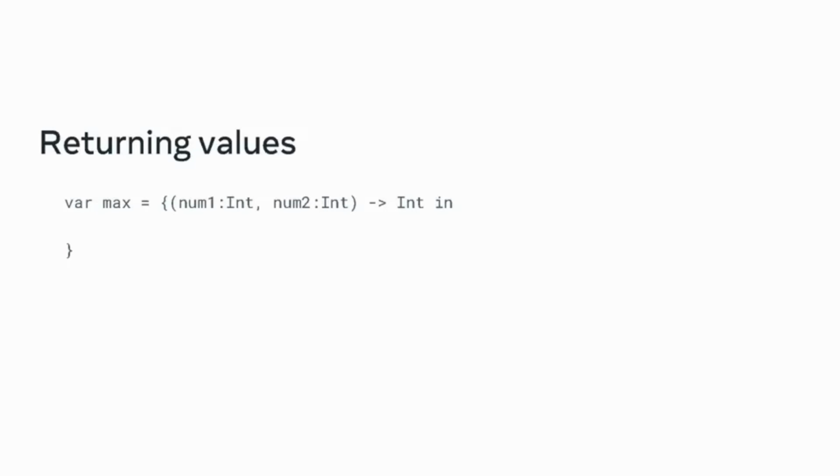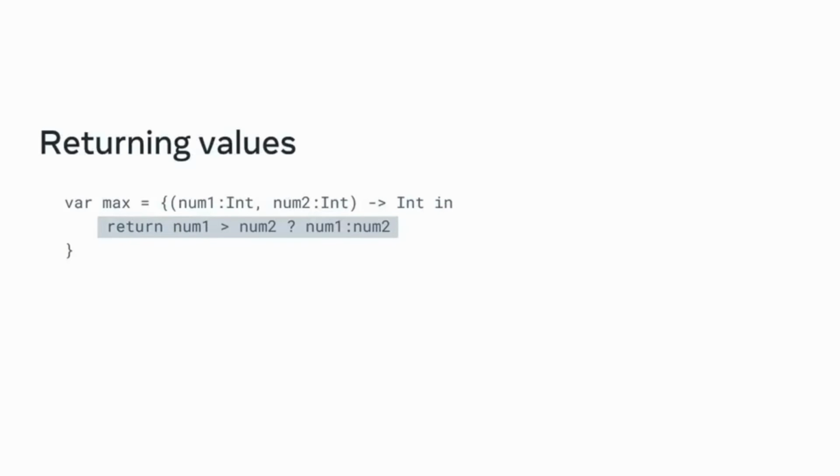For example, suppose you want to return the maximum value between two numbers. First, you create a closure that takes two parameters, num1 and num2, which are both integers. Then you also specify the return type as an int. Next, you can use the return statement to execute something known as a ternary operator.